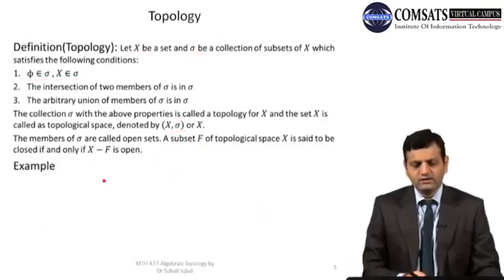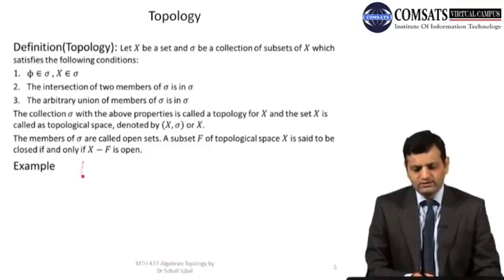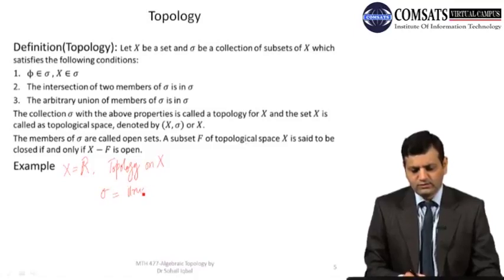Similarly, we can consider other examples as well. So consider X to be the real line, the set of all real numbers. We can define a topology on X in the following way. So we can take sigma to be the union of open intervals.